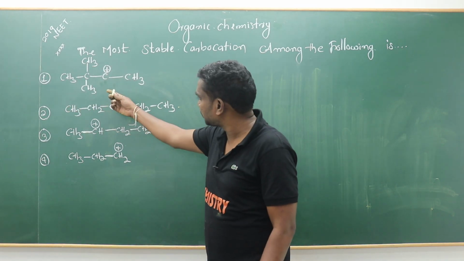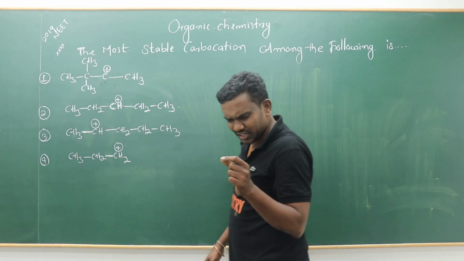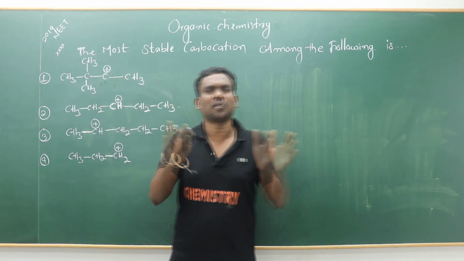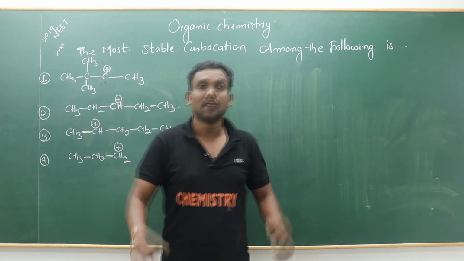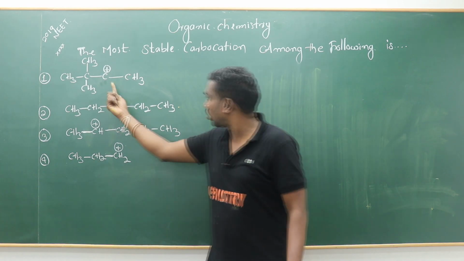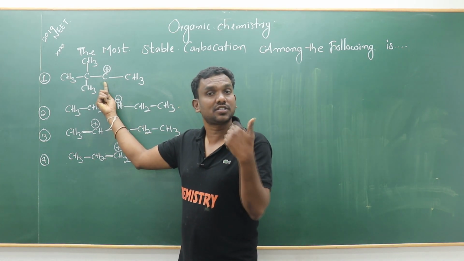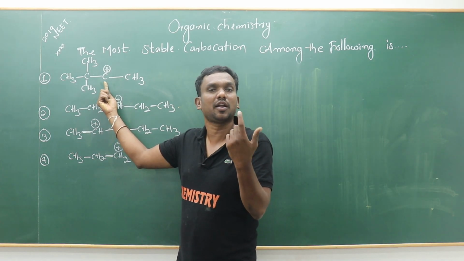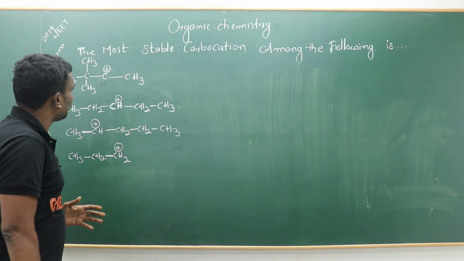See, this is the first option, this is the second option, third option and fourth option, dears. First of all, what is the meaning of carbocation? Carbon contains positive charge. That belongs to what? Carbocation. If carbon gets negative charge, that belongs to carbanion. Now, in that, which one is more stable?